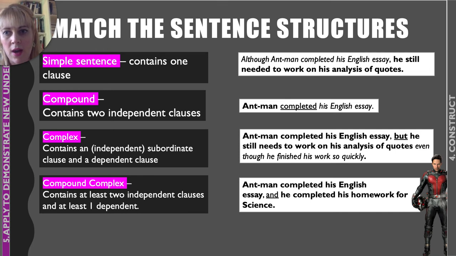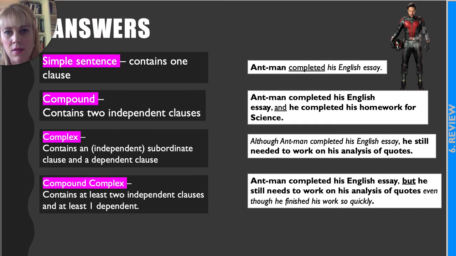Otherwise, here we go. So the answers look like this. Your simple sentence was Ant-Man completed his English essay. Your compound sentence would be Ant-Man completed his English essay and he completed his homework for science. Your complex, although Ant-Man completed his English essay, he still needed to work on his analysis of quotes. And your compound complex, Ant-Man completed his English essay, but still needed to work on his analysis of quotes, even though he finished his work so quickly.